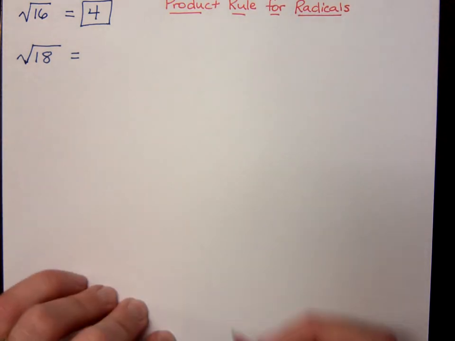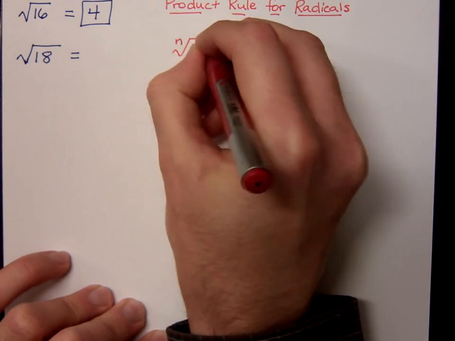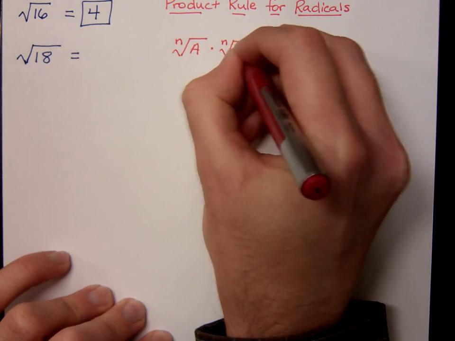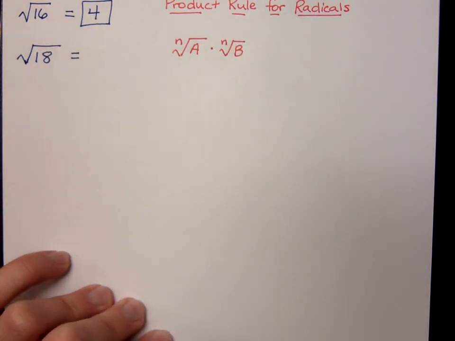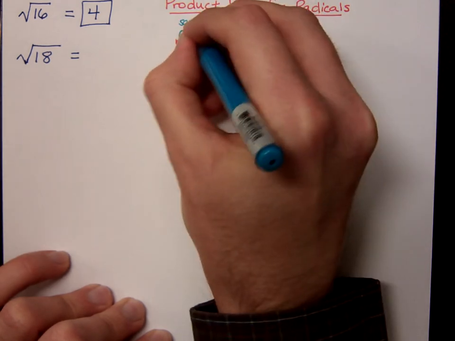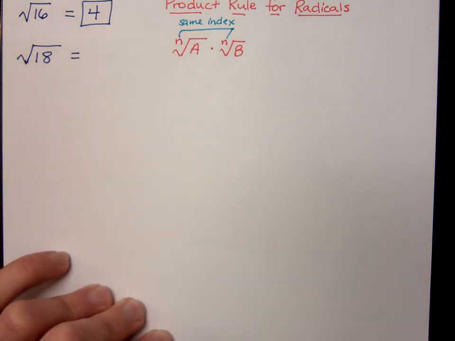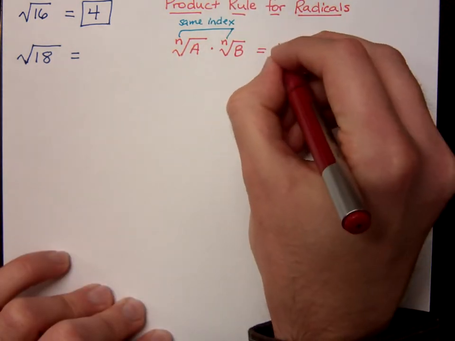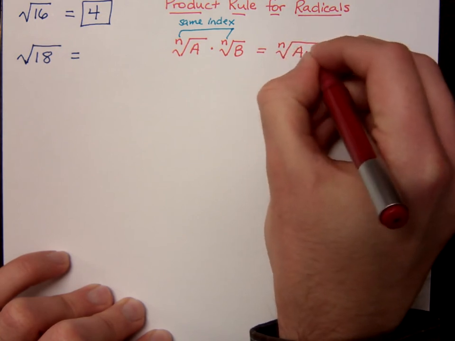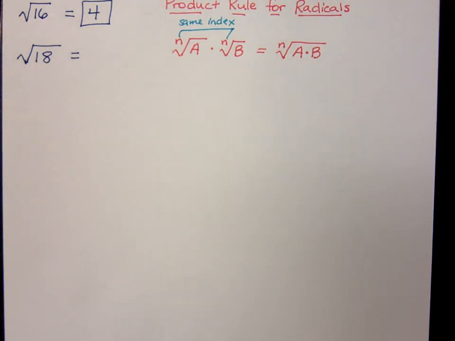Product rule for radicals. This is what you're going to see. The nth root of A times the nth root of B. When you're multiplying radicals and you have the same index, this is very important here. You must have the same index. When you have the same index, you can combine this into one larger radical that has the product of these other radicands, A times B.